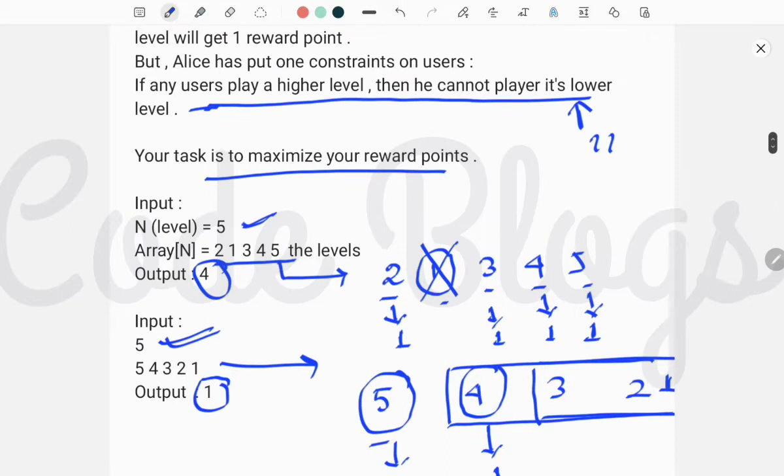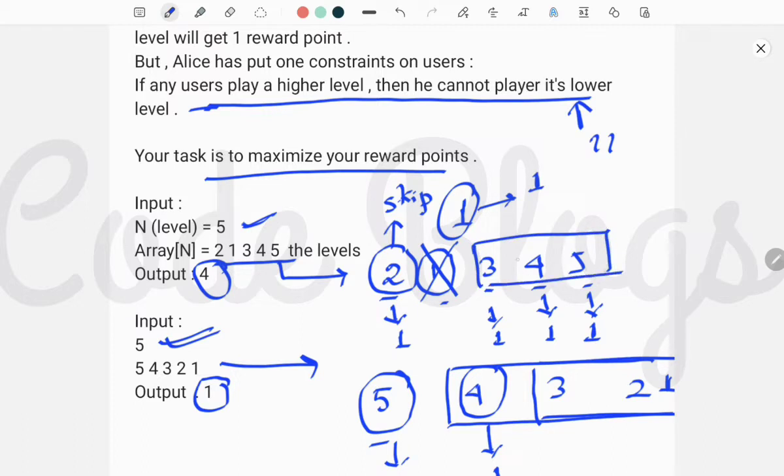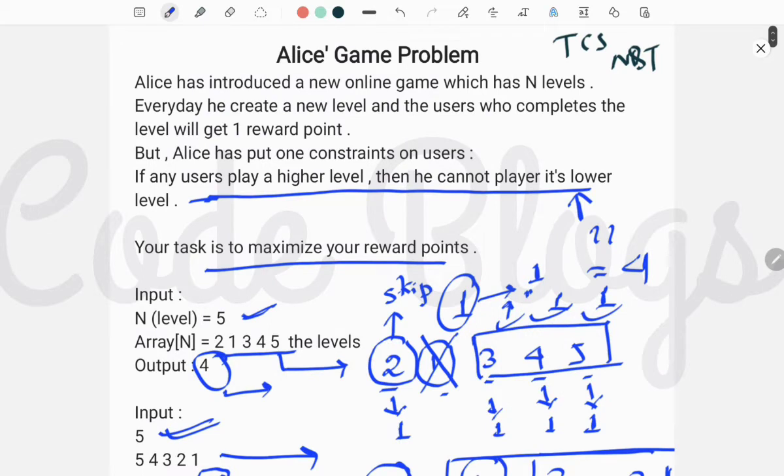Now coming to the first example. Here if the user wants to skip the second level, then he can play the first level and he will get one reward point. After that he can also play the second, third and fourth level. So here also 1 point, here also 1, here also, so the total point is 4. So the output will be 4. This is the problem, and now we will try to solve it.